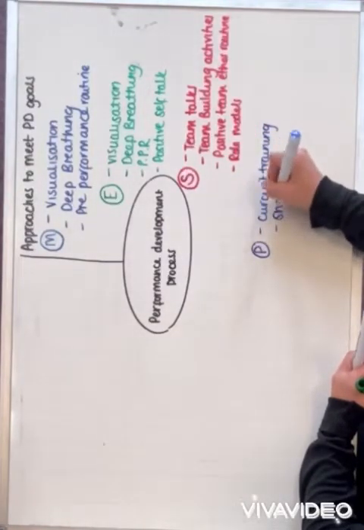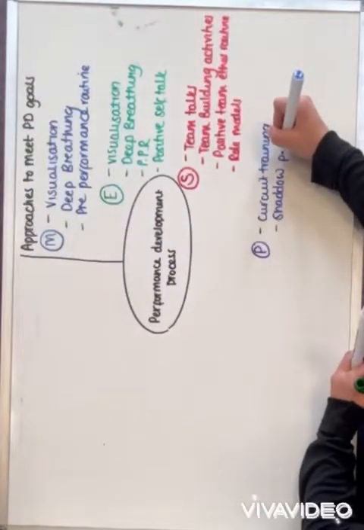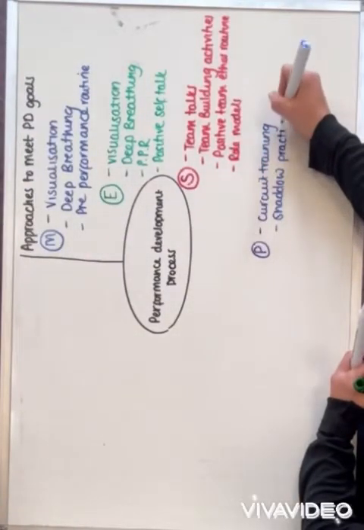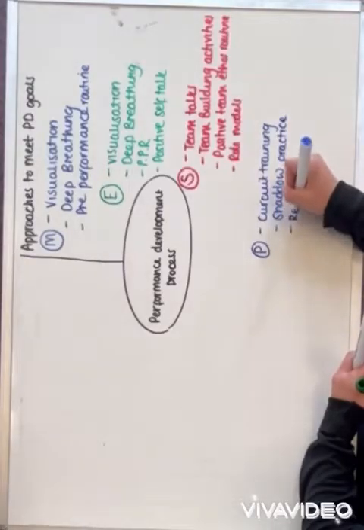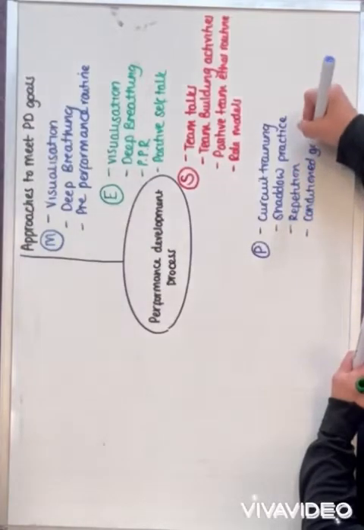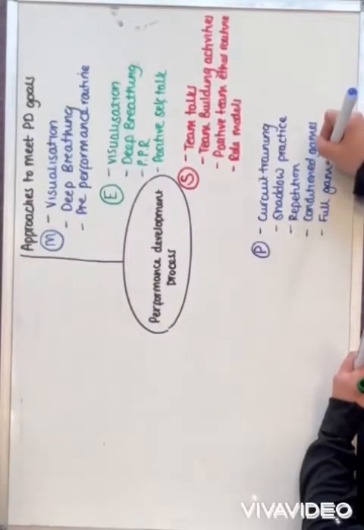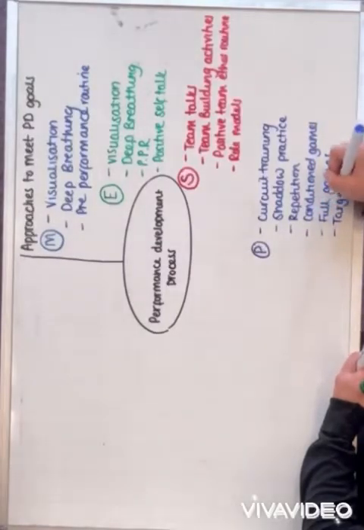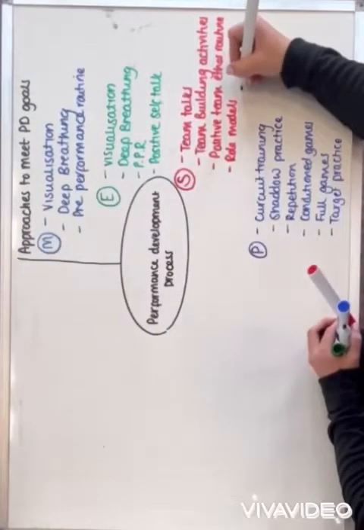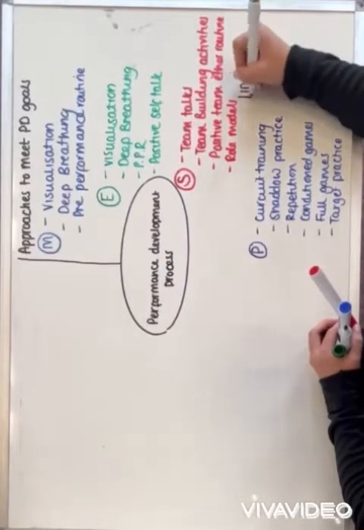Physical factor is probably the easiest one for you guys to think about. And there's a whole load of different ones that we used. But circuit training is one that we used in terms of developing our power in the last training programme. Shadow practice, repetition, conditioned games, full games, along with things like your target practice. Now there's loads and loads more that you could talk about. They're just the ones that we have done in class that you would be able to remember quite well.